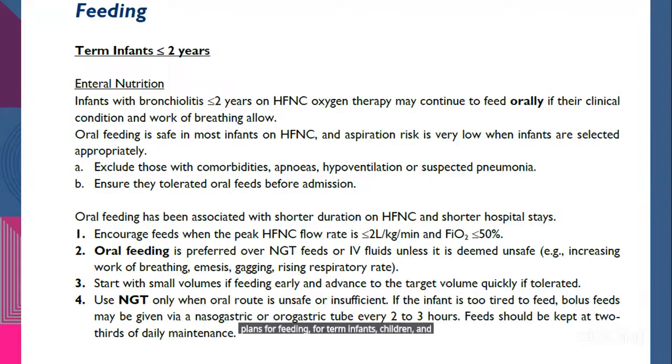And I won't go over this, but we have plans for feeding for term infants, children, and if they are unable to swallow. The older the child gets, and if they are a little bit more stable, then we allow oral intake in small boluses, because the risk of aspiration is low, provided the children are selected appropriately. Kids with comorbidities, apneas, suspected pneumonia, and the fact that they were tolerating food before admission. If those criteria are met, then we'll allow you to eat. If not, we go for enteral nutrition and/or fluids. Okay?